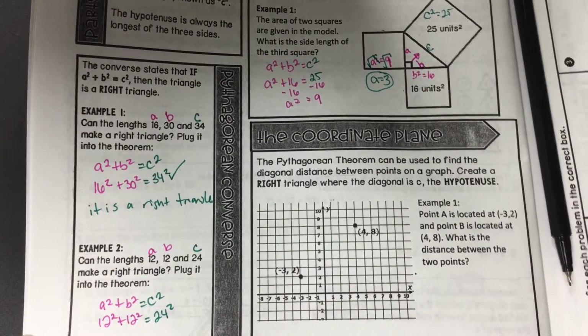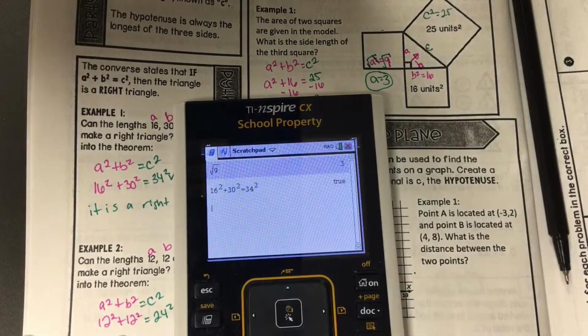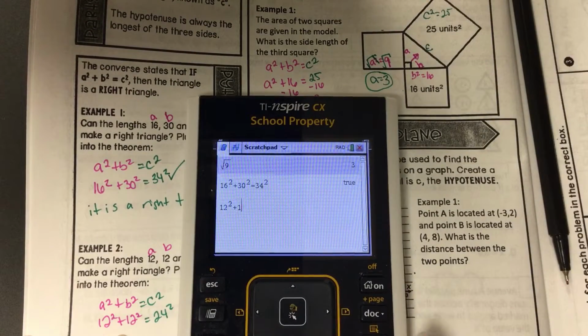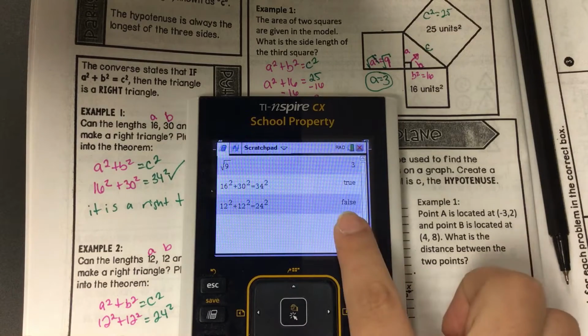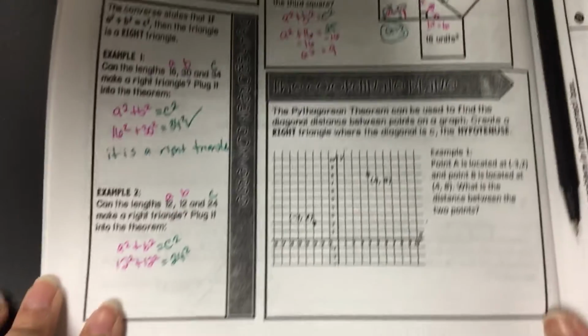And then we'll type that into our calculator and see if it's true or false. 12 squared plus 12 squared equals 24 squared. And we get false. So this one does not make a right triangle.